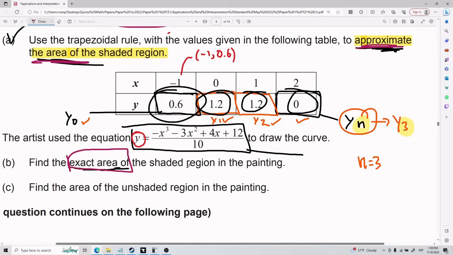See? And so, for part B, they actually give us the equation that the artist used. For finding the exact area of the shaded region, we need to use an integral. An integral is the one that looks like this, where we had b and a, and we plugged into a negative 1. That's the one we're going to use now.